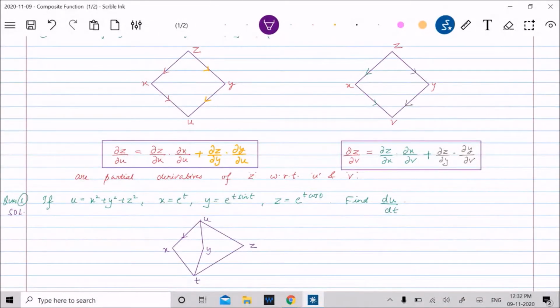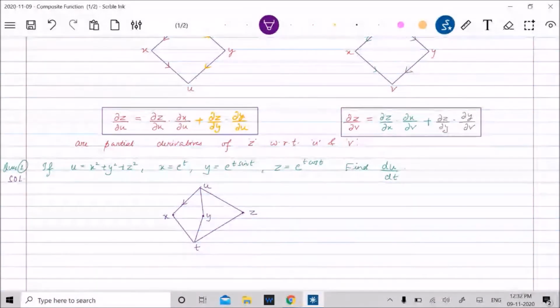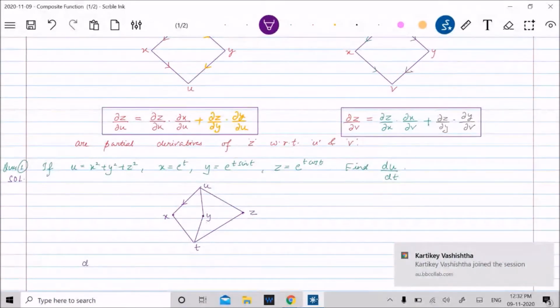Okay. So this is the kind of family tree we'll be having, where u is like a grandfather, x, y, and z are like the first level guardians of t. The first level guardians are your mom, father, aunt, uncle, right? And second level guardians are like your grandparents. Now you need to find du by dt. Now I have three ways actually. Please pay attention, all of you who joined late. So I will be finding du by dt, right?